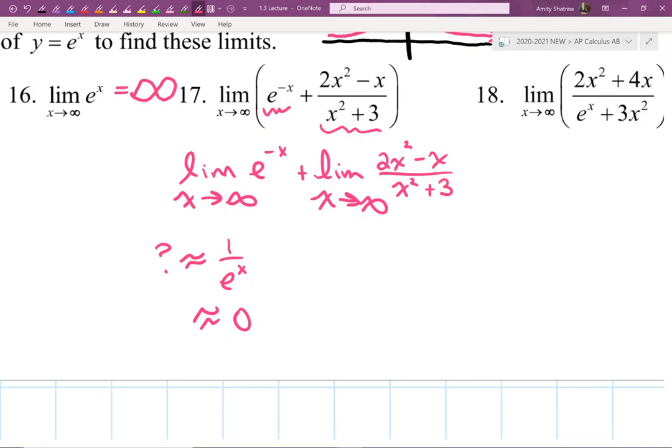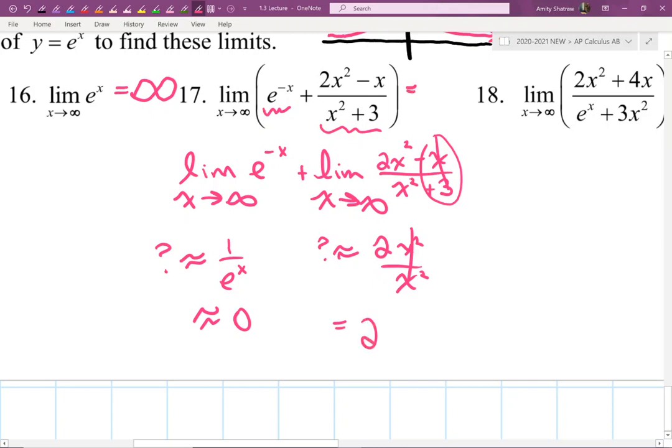This limit is a lot easier to calculate because I don't care about any of that. I only care about the first big two terms with their exponents, which turn out to be 2x squared over x squared. That quite easily cancels out, and then I end up with a 2. So I'm just going to come up here and say my final answer is 2.